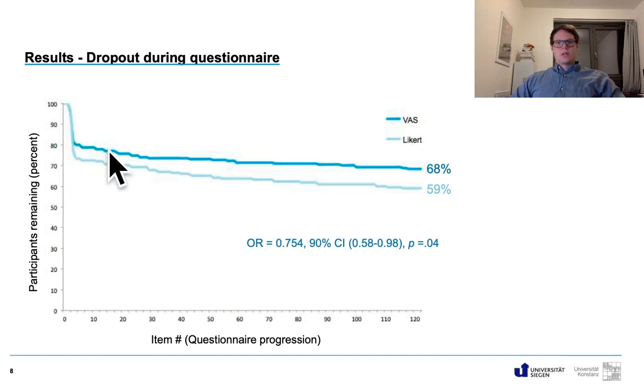Here, the darker blue line indicates the survey via visual analog scale, and the lighter line is the Likert type scale. And as you can see, more people remained throughout the questionnaire when the questions were presented in the visual analog scale format. 68% versus 59%, which was a significant difference. So about 9% more remained till the end of the questionnaire if it was presented in the VAS format.